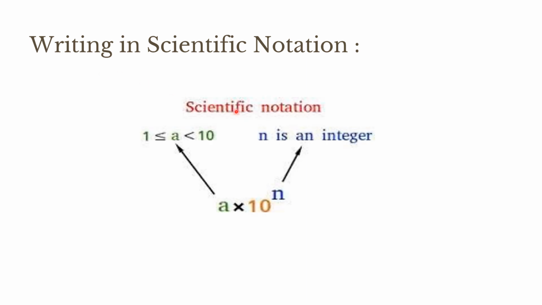So writing in scientific notation will be in this form: A times 10 to the power n, where A is a number between 1 and 10, and 1 is included. It means 1, 2, 3, 4, 5, 6, 7, 8, and 9 point something times 10 to the power n. N is the exponent. This indicates how many times I have to move the decimal point.